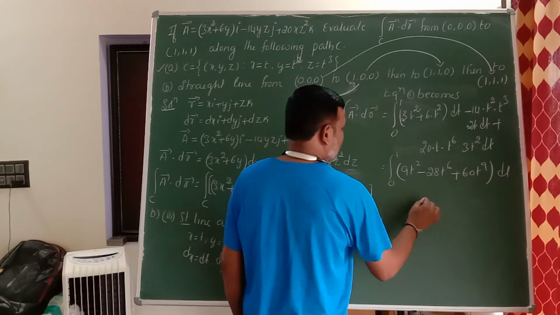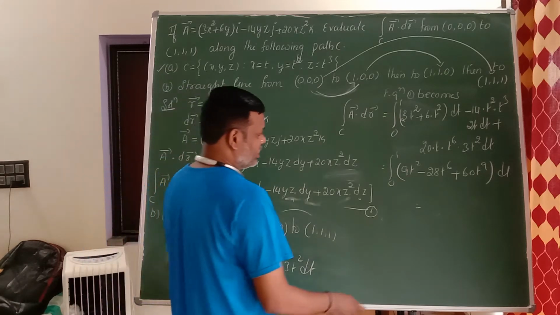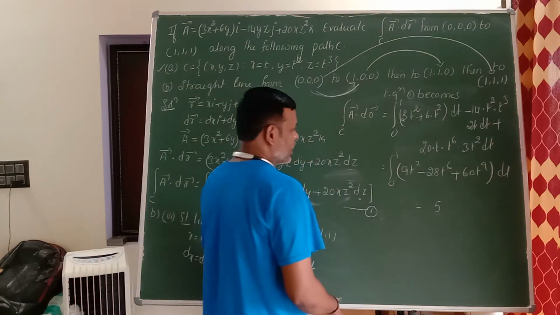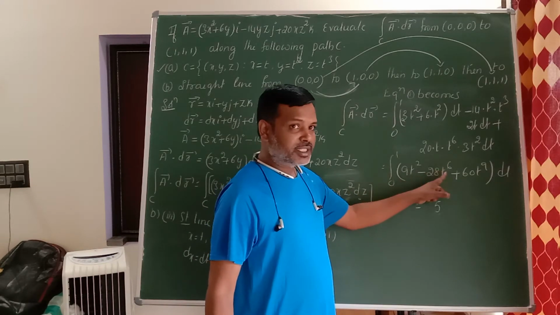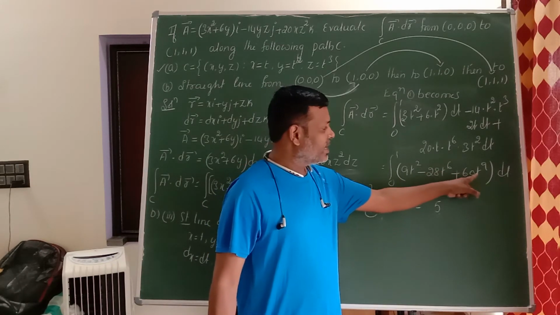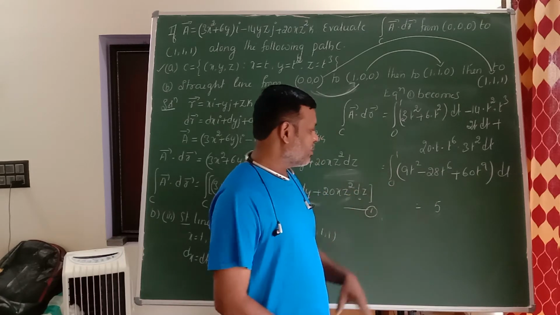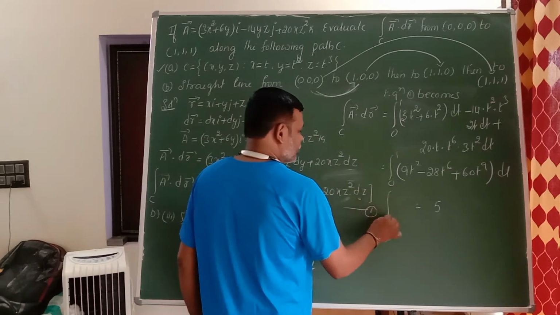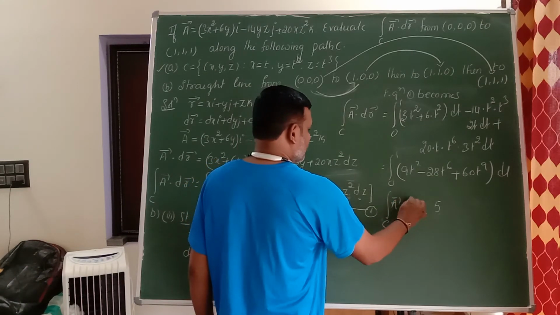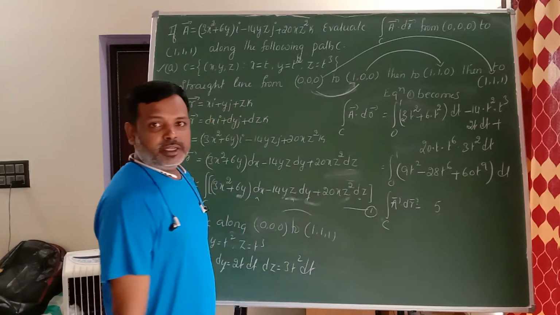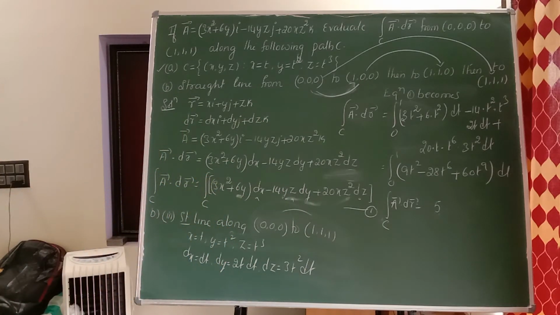After integration and applying the upper limit and lower limit, the answer is equal to 5. So 9 into t cube by 3, minus 28 into t power 7 divided by 7, plus 60 into t power 10 by 10. After applying the upper limit and lower limit, the remaining thing is 5. So this is over, the integral A dot dr. Got the point? It's very simple. Go with the solution once again, please.